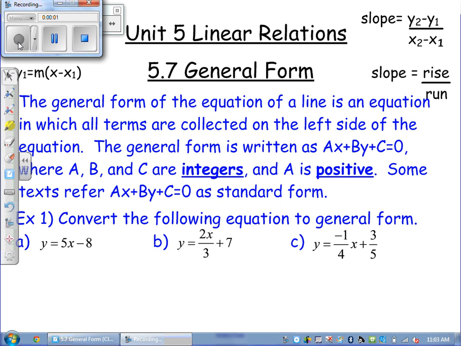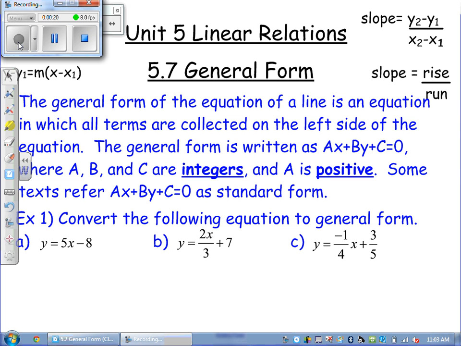Yesterday, what type of form did we learn how to write in? Ella. Slope-Intercept Form. Yep. Today we're going to learn general form. And then on Monday we're going to learn another form after that.